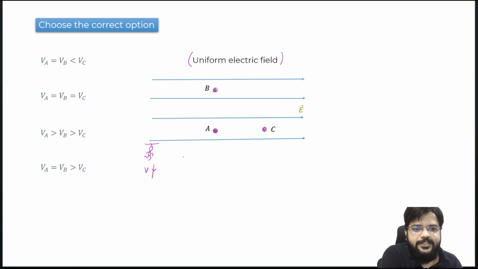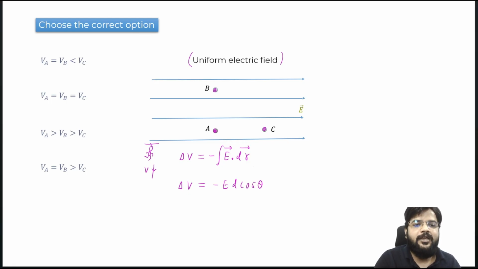We know one thing everyone, change in potential del V equal to minus E dot dr. This thing we know, correct? Here E is constant, so take it out of the integration, and integration of dr is d, and after removing the dot product we will get cos theta. So after simplification we are getting everyone del V equal to minus E d cos theta. Correct? Where theta is the angle between E and d, where d is representing the displacement.